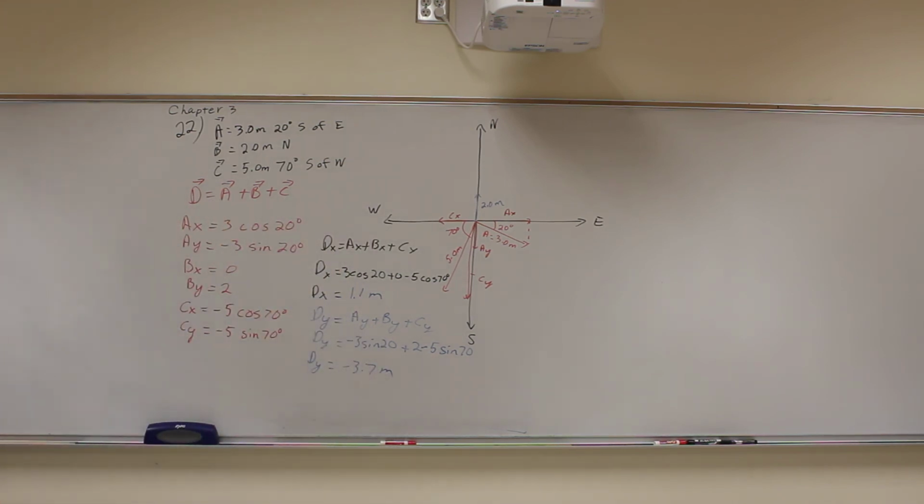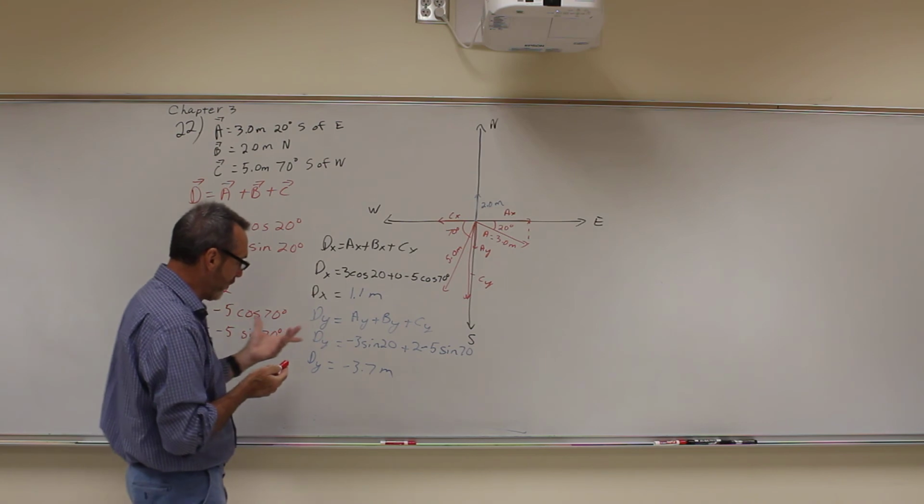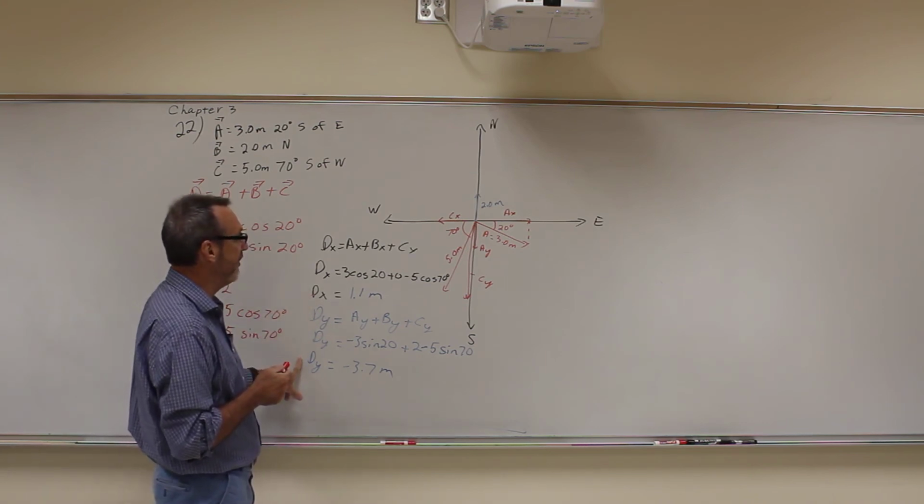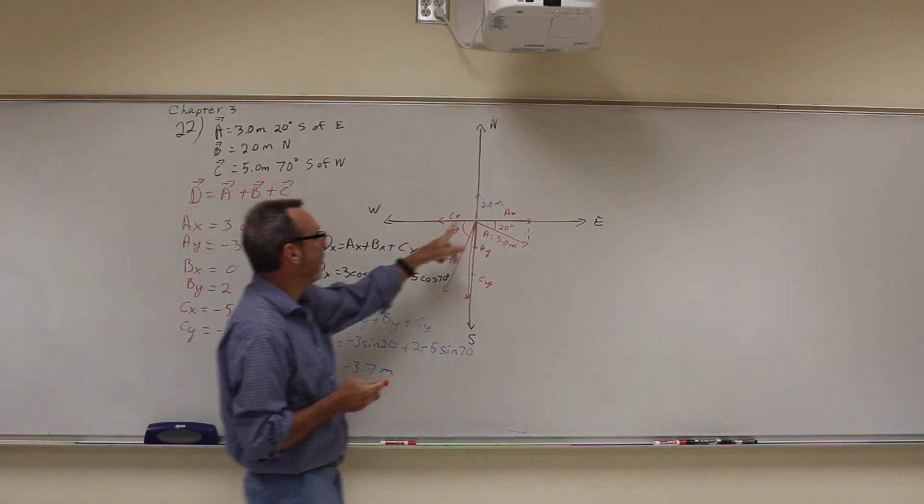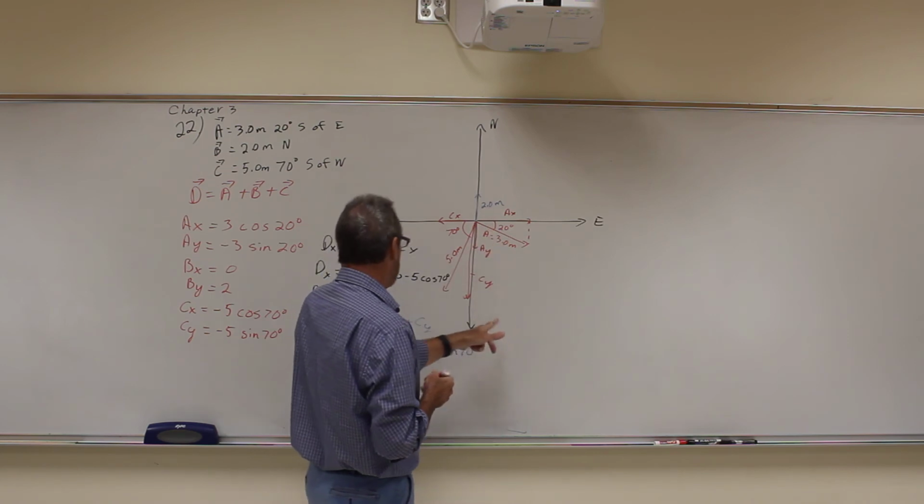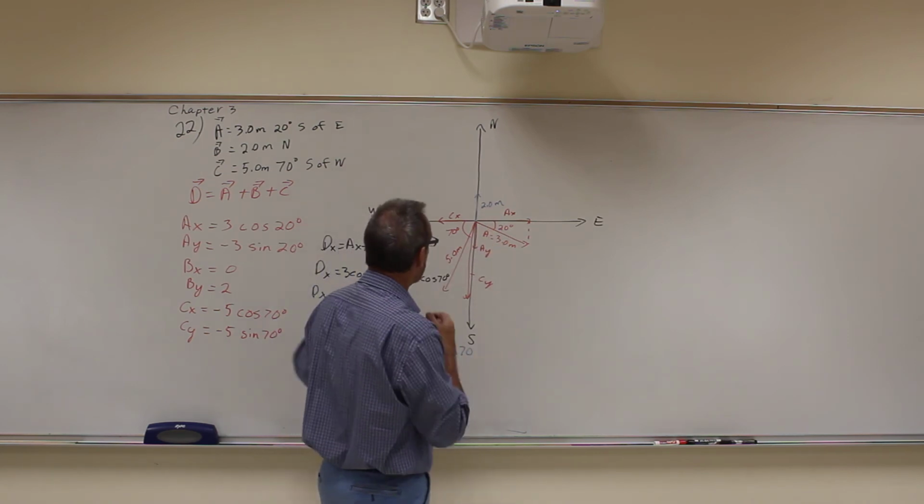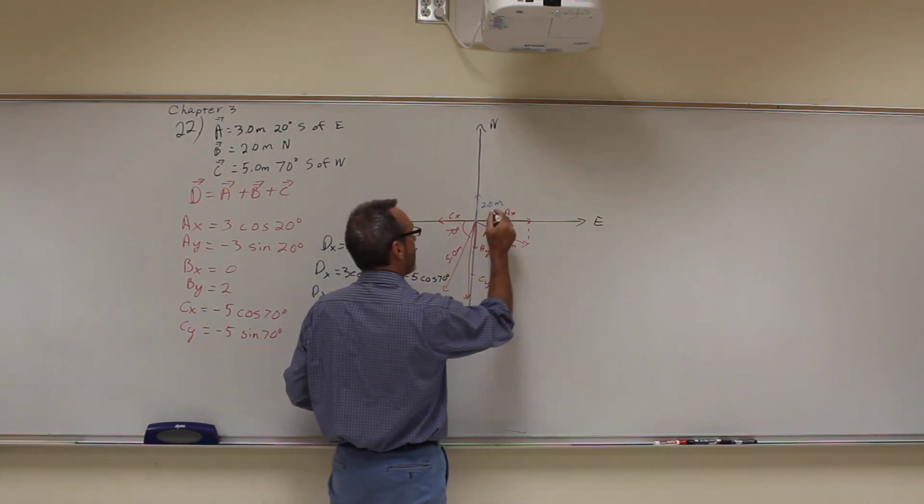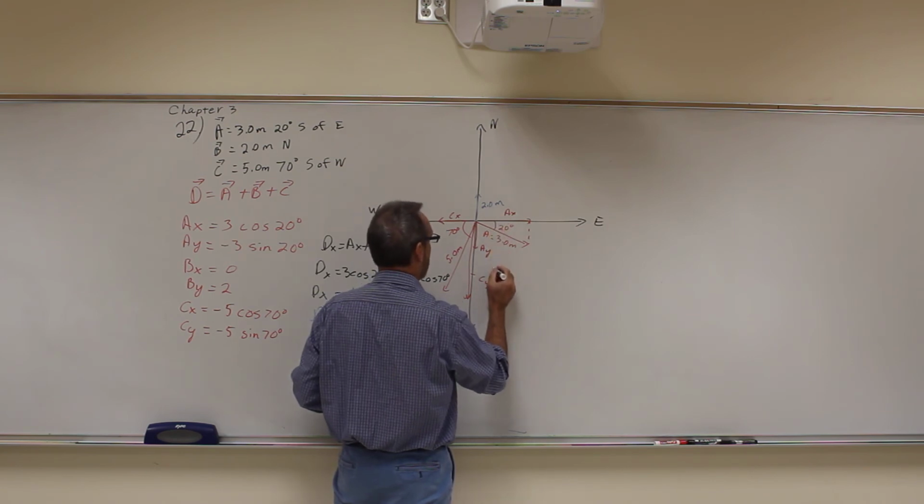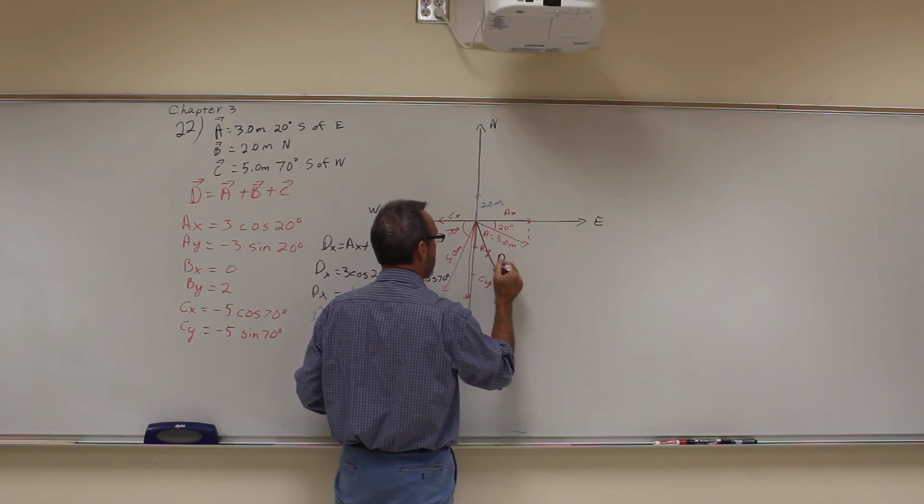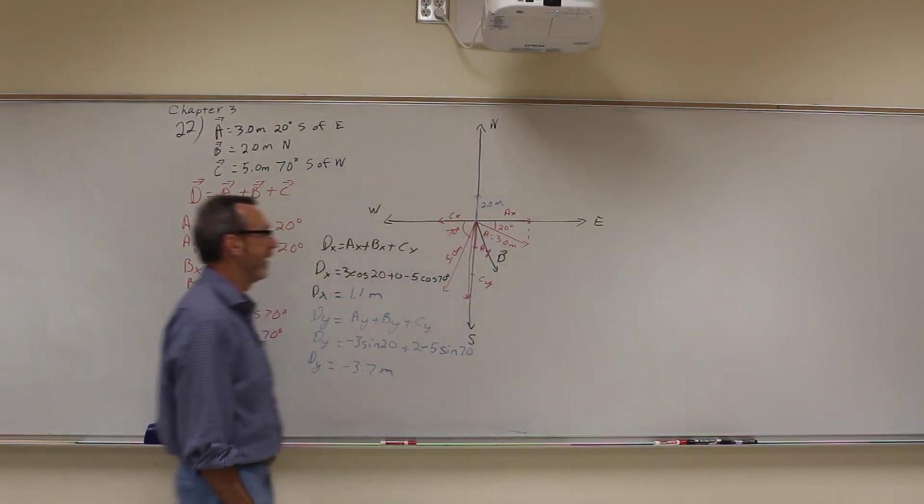Okay, so now we have the components, x and y, but we want to figure out what D is. And if I was going to draw this right now, this would be the easiest time to draw it. So let's draw this on here. 1.1, we're going to go over 1.1, but we're going to go down minus 3.7. So let me do this in black here. So it's going to go here, down to about here. So this is vector D, right there.